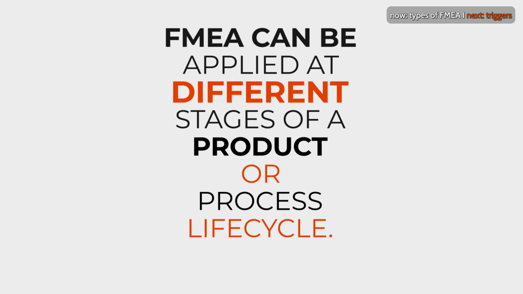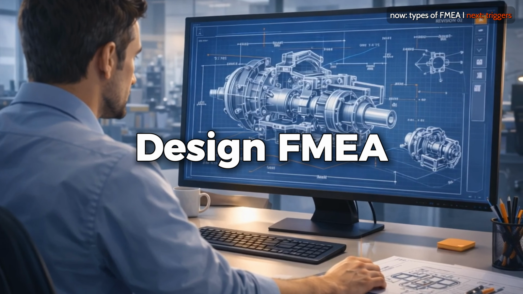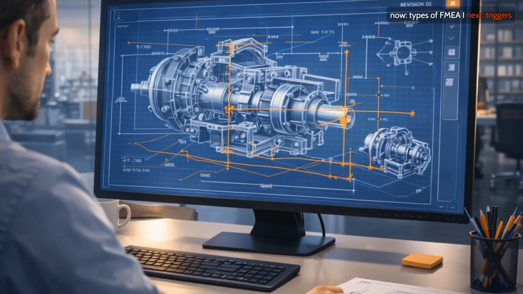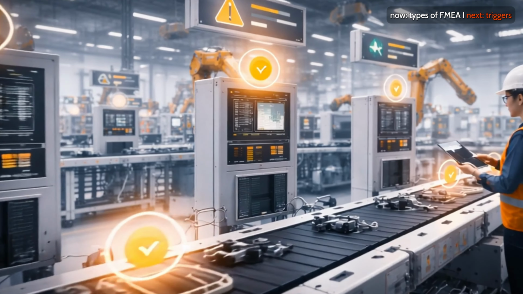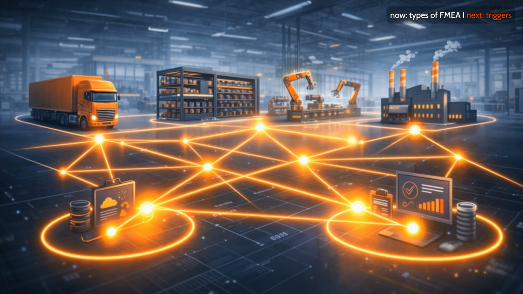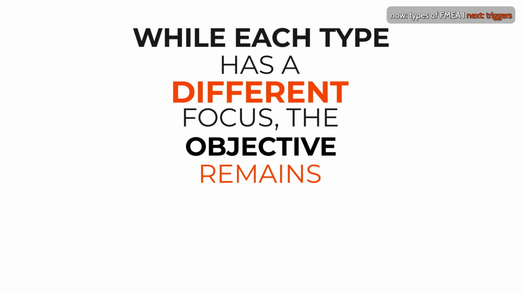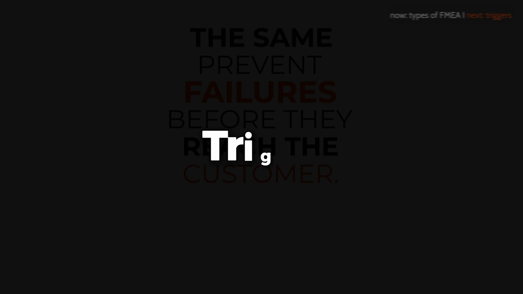FMEA can be applied at different stages of a product or process lifecycle. The 3 most common types are design, process, and system FMEA. Design FMEA focuses on product design, identifying risks before manufacturing begins. Process FMEA evaluates risks within manufacturing and operational steps. System FMEA analyzes interactions between multiple systems and functions. While each type has a different focus, the objective remains the same: prevent failures before they reach the customer.